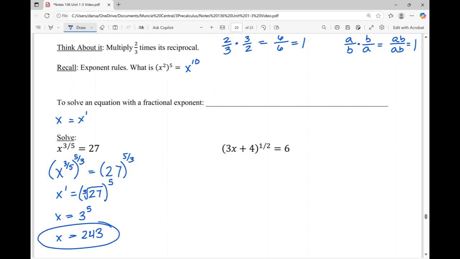All right, so how do we solve an equation that has a fraction exponent on it? Well, we're going to raise both sides to the reciprocal exponent, and that will help us solve the problem. So let's look at one more of these.